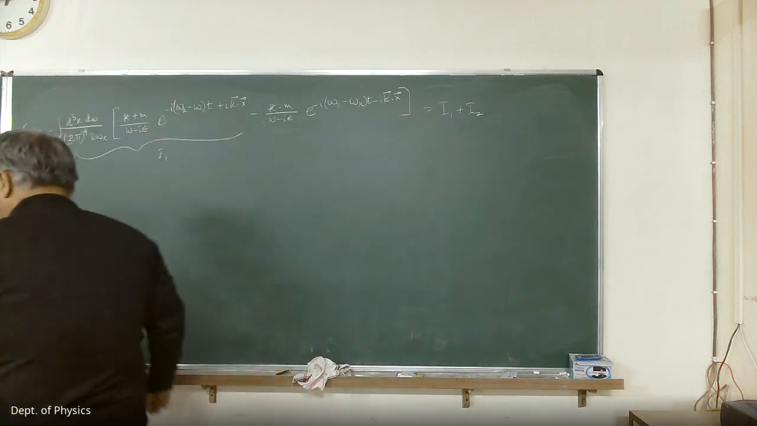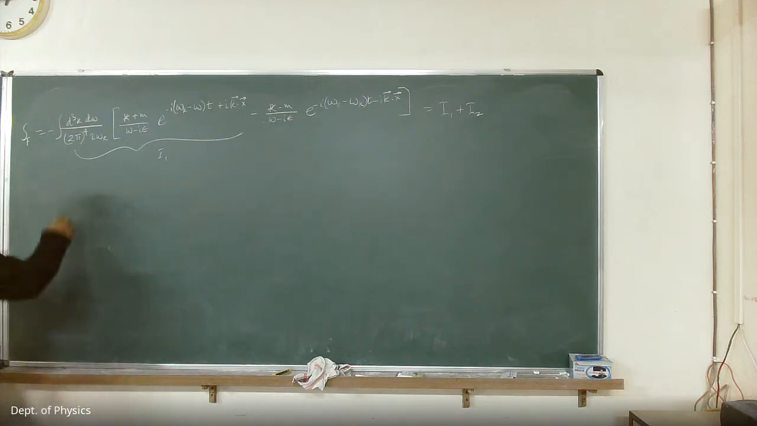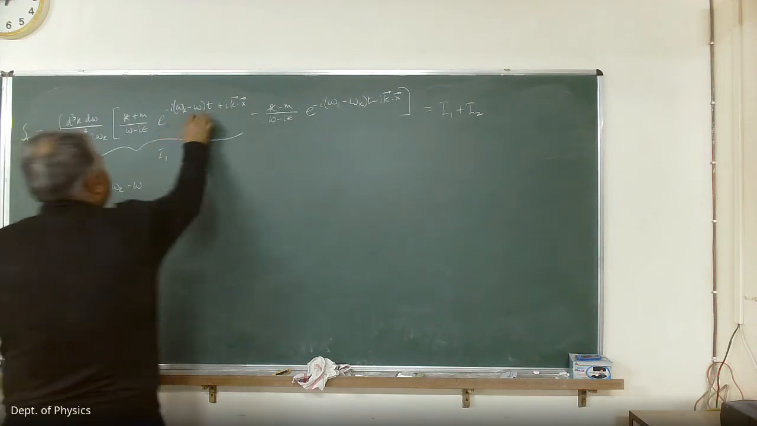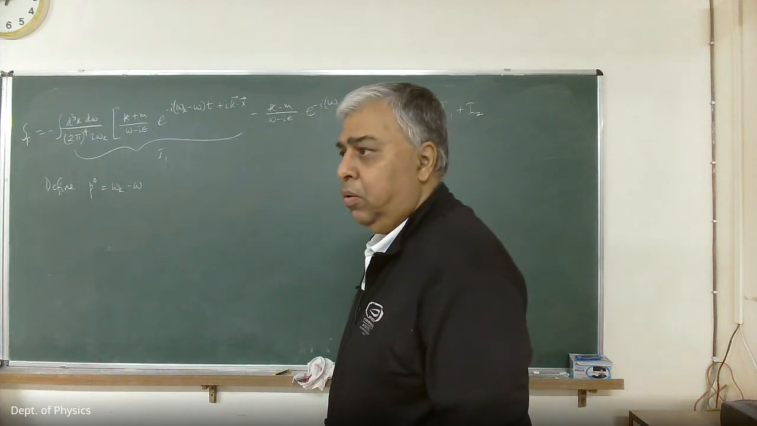So in the, let me define P0 is equal to omega k minus omega. So this omega k minus omega, let me call it P0.